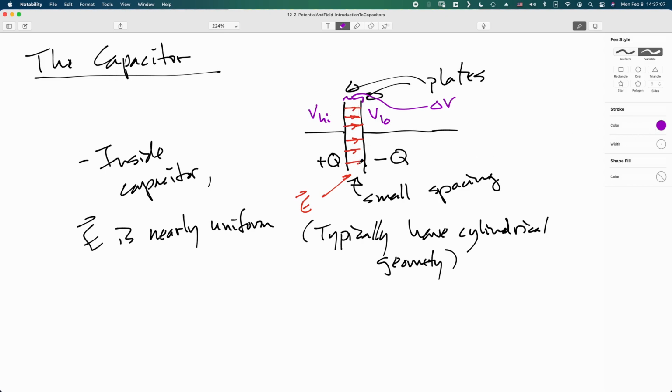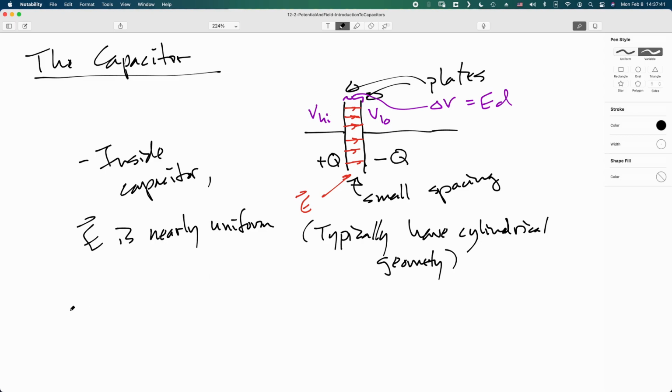Since the electric field is uniform and we can't change the spacing, the voltage difference across the plates is proportional to the electric field strength, through the spacing d. So in practical application, what you're usually worried about is the voltage that's being applied, because you're going to have sources of voltage like a battery or something like that.